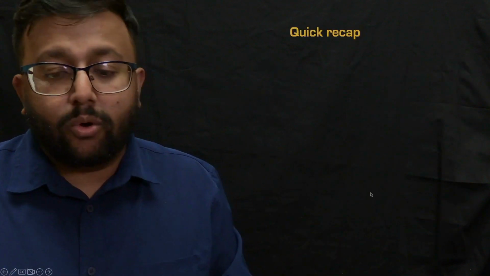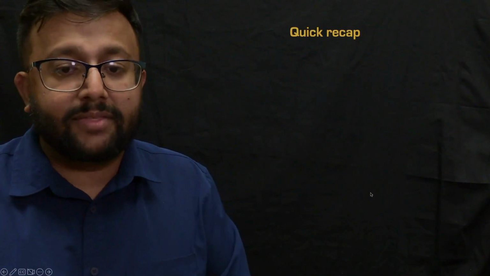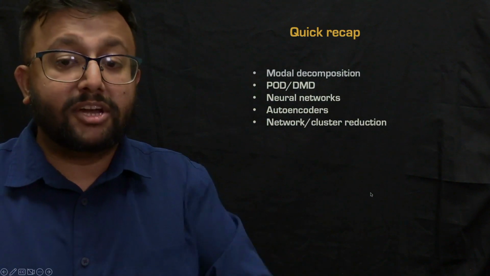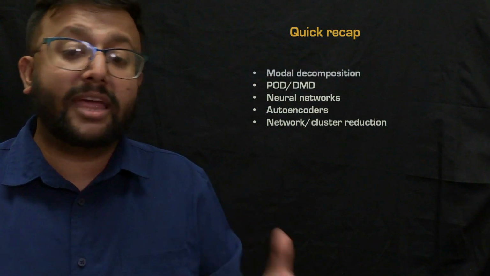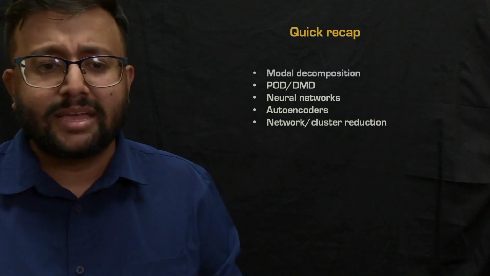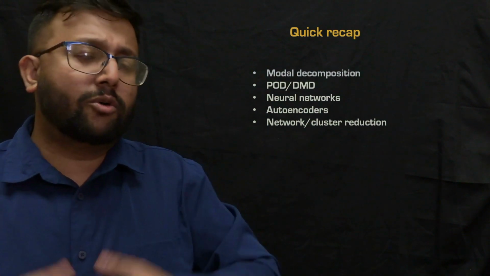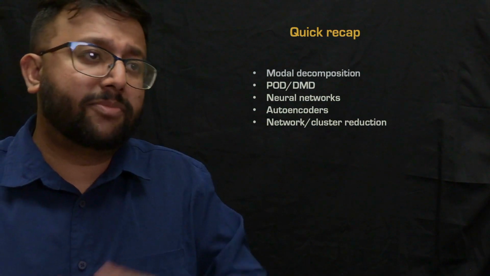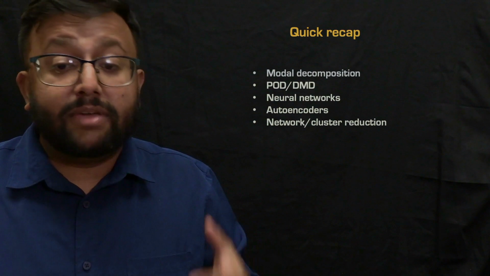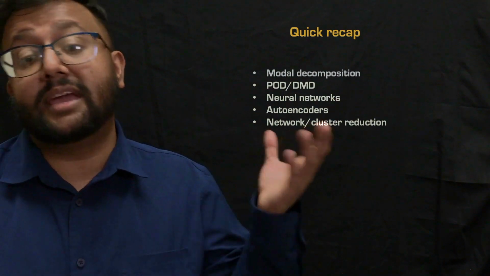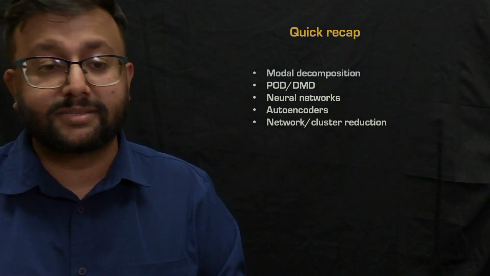All right, so quick recap on what we covered in this lecture. We talked about different modal decomposition techniques in fluid flows. We did a small introduction on neural networks, and we introduced some non-traditional dimensionality reduction techniques as well. Next up, we will talk about methods for building reduced order models for fluid flows. See you there.